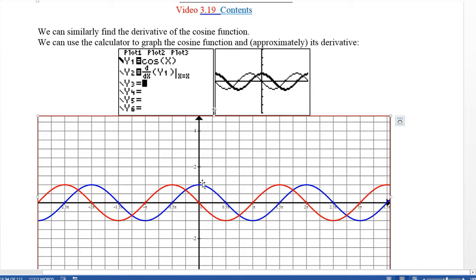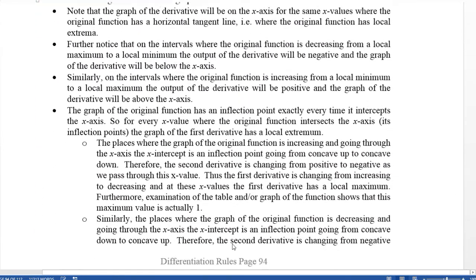Now, anytime that the original function is hitting the x-axis, it also turns out to be an inflection point. Since it's an inflection point, that x value will be a maximum or minimum of the derivative. So take a look at that. What does that red function look like? It looks exactly like something you've seen before. Well, it's not sine, but it's actually the opposite of sine.